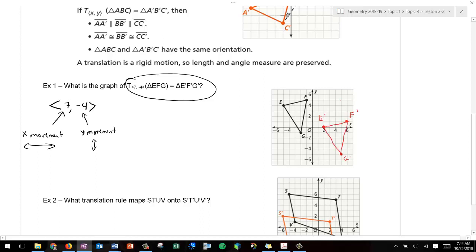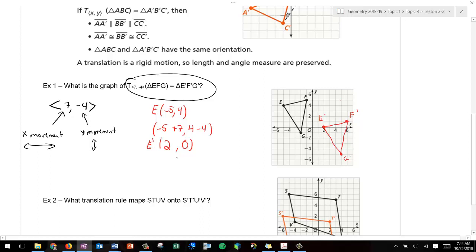All right, welcome back in. So there you have my image of E prime, F prime, G prime from my triangle EFG. Now, if you're not given the picture, but you're given coordinates, we can still do that. I'm going to show you with point E. So point E was given to us as -5 and +4. That's our coordinates. If I wanted to do this translation, I would do -5 + 7, and I would do 4 - 4. And if we looked at that, -5 + 7 gives me the X coordinate of 2, 4 - 4 gives me the Y coordinate of 0. And that would be E prime. And if we look at our picture, E prime is at 2, 0.